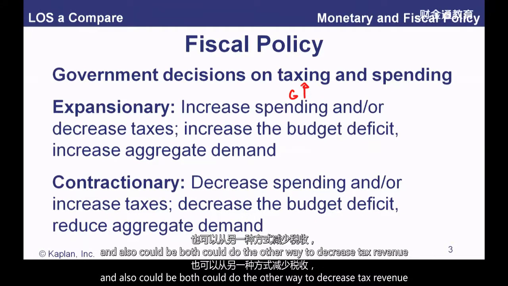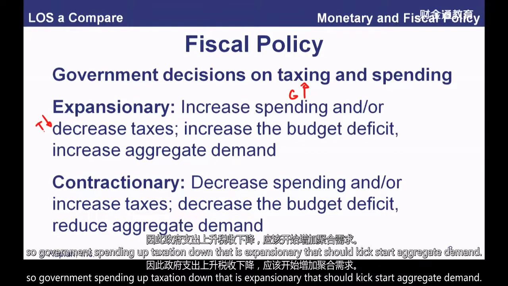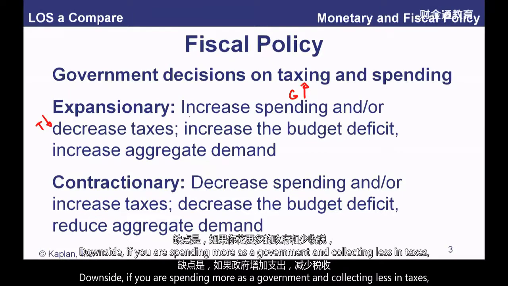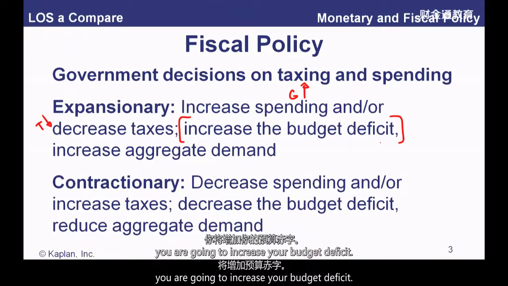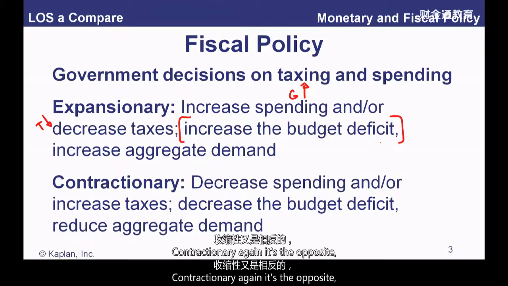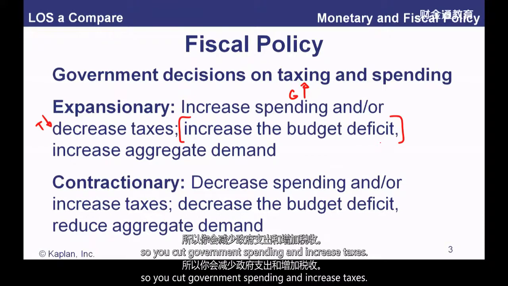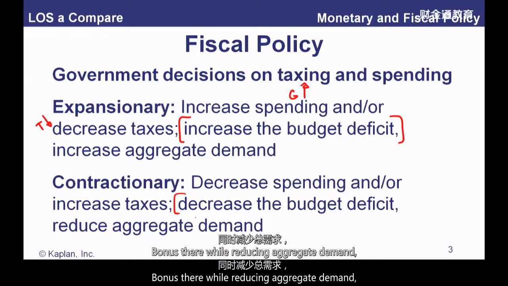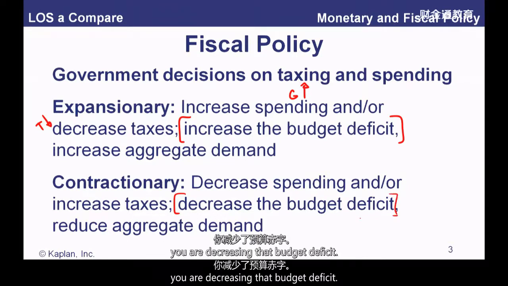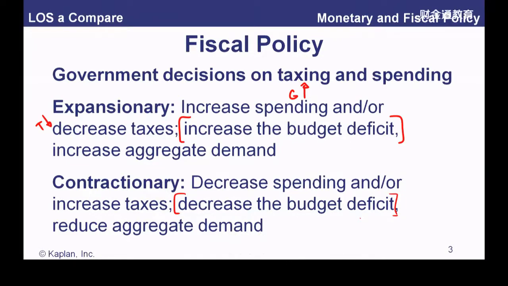And so you could do both, or do one or the other, decrease tax revenues. So government spending up, taxation down, that's expansionary. That should kickstart aggregate demand. Downside, if you are spending more as a government and collecting less in taxes, you are going to increase your budget deficit. Contractionary, again, is the opposite. So you would cut government spending and increase taxes. Bonus there, whilst you're reducing aggregate demand, you are decreasing that budget deficit.